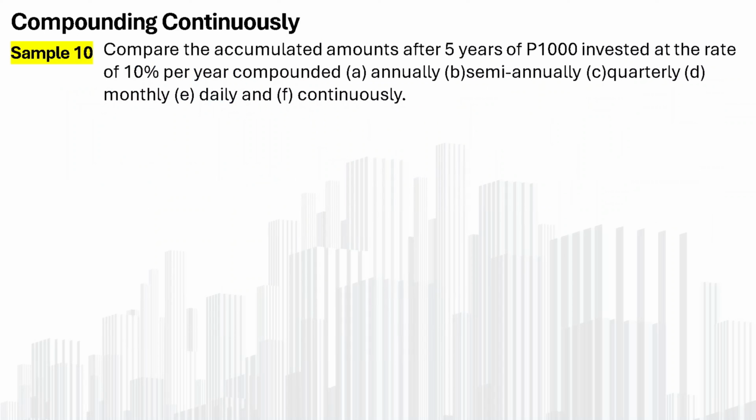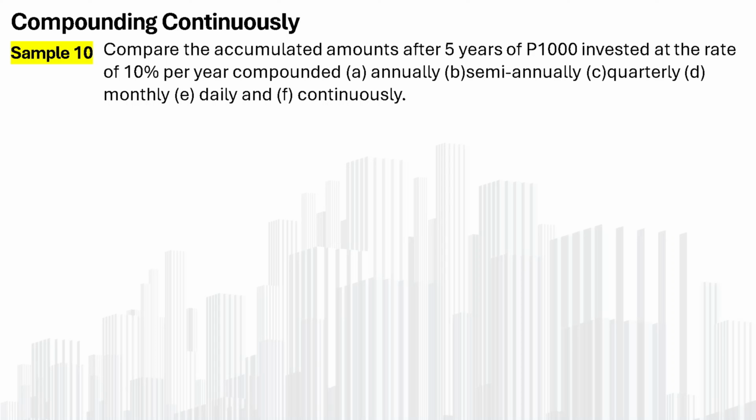Let's try some sample problems. So compare the accumulated amounts after 5 years of 1,000 pesos invested at the rate of 10% per year, compounded A, annually, B, semi-annually, C, quarterly, D, monthly, or E, daily, and F, continuously. So this is a good exercise, especially it's a good recap kung paano natin gamitin yung mga compounding formulas natin dito. Okay? So you can try this for yourself muna for a few moments. I'll give you time. You can pause the video.